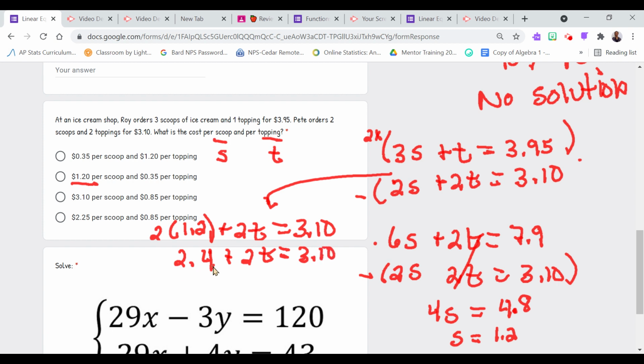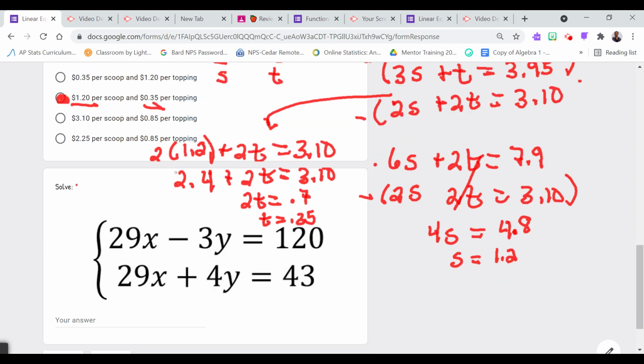I can subtract 2.4 from each side, and that will give me 2t is equal to, let's just double check. So 310 minus 2.4 equals 0.7. I divide both sides by 2, so t is equal to 0.35. And that's exactly what I got here. So the correct answer is this one right here.